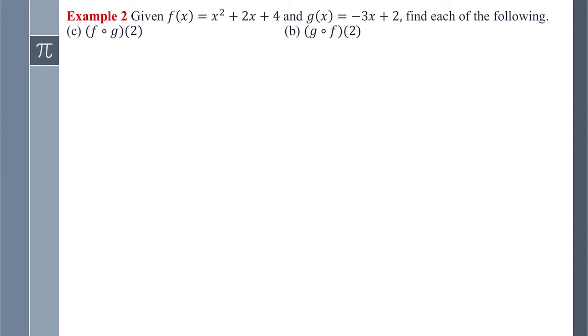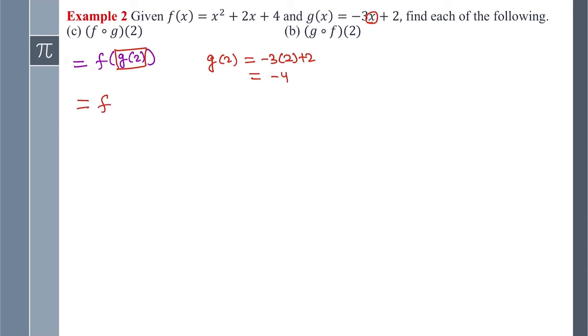Now let's evaluate the composite function at a given value. Again, we are going to do exactly the same thing. We are going to rewrite this as f of g of 2. Now, if you look inside here, this is g of 2. That means we have to find the value of g at 2. We can just substitute 2 here for x. So negative 3 times 2 plus 2 gives us negative 4. That means g of 2 is negative 4.